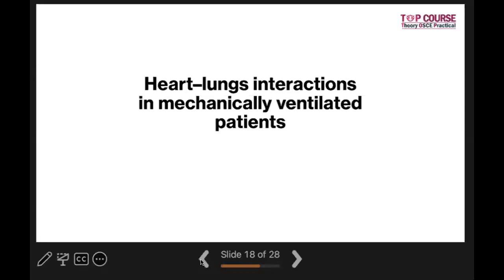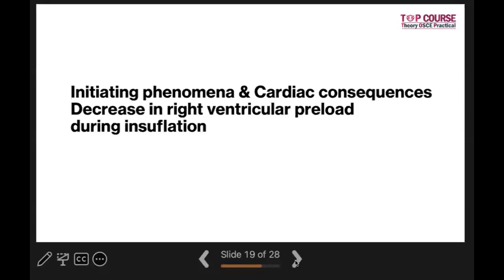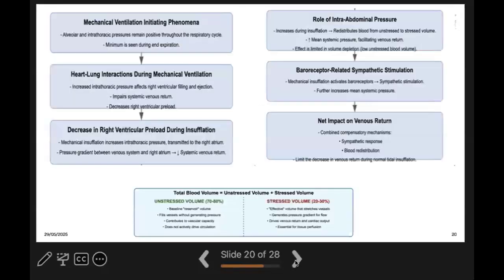This is the overall gist of the heart-lung interaction in a spontaneously breathing patient during inspiration. Now, what happens during mechanical ventilation? We know that mechanical ventilation is nothing but giving a positive pressure to the alveoli, right? So overall, the intrathoracic pressure is going to increase. It is going to become a positive intrathoracic pressure in contrast to the spontaneously breathing patient.